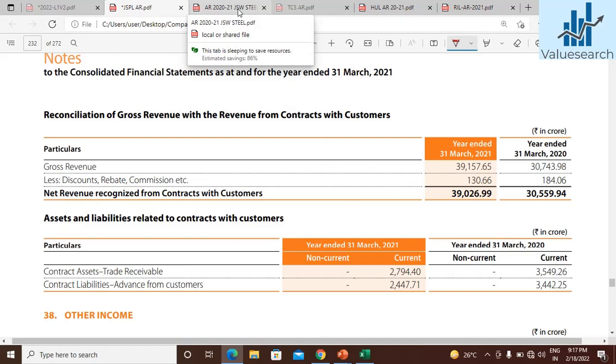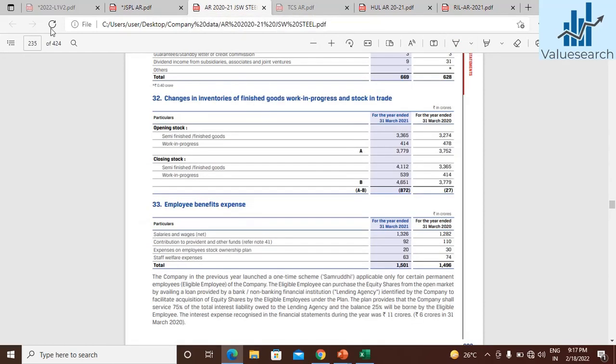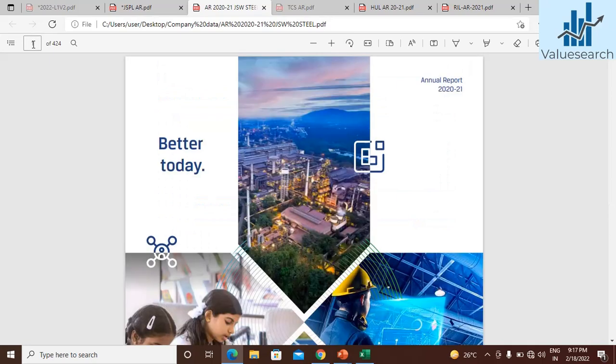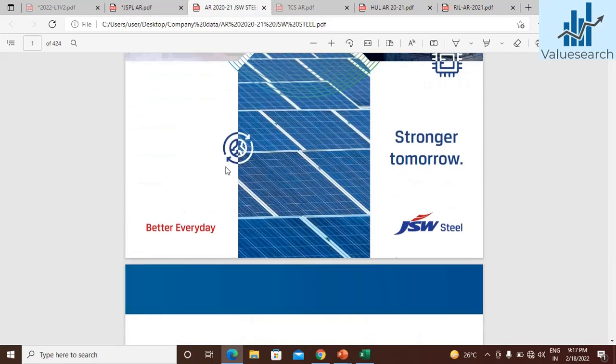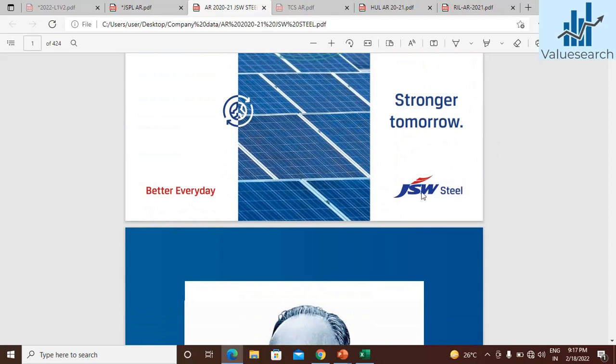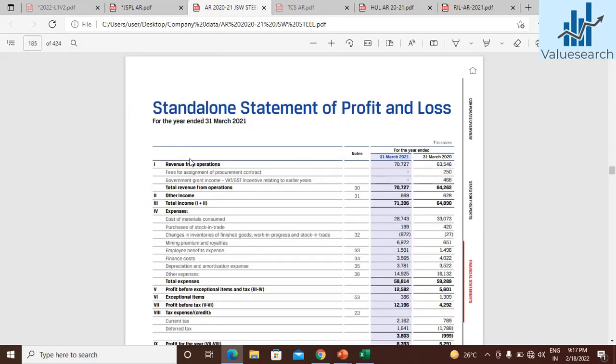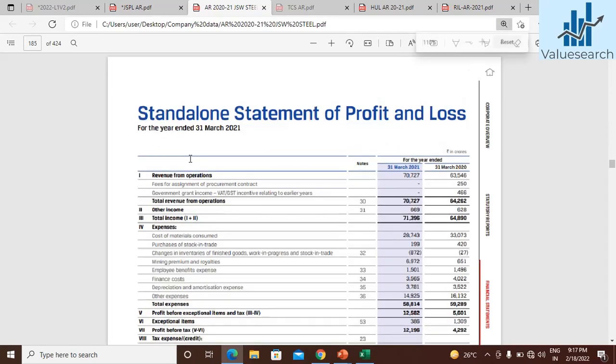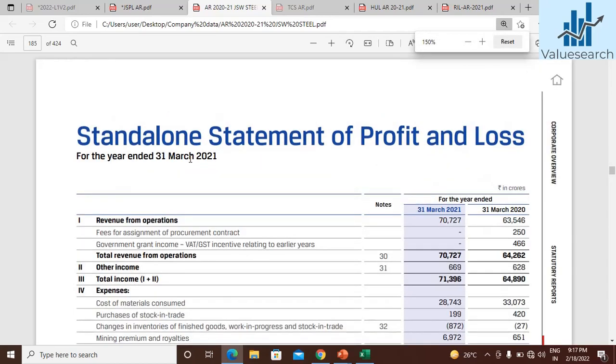Now let us look at another company which is also from India's steel sector, but you will get a better view of company's turnover and other income from this company. The name of this company is JSW Steel. So if you look at JSW Steel's standalone numbers, then here you can see standalone statement of profit and loss.